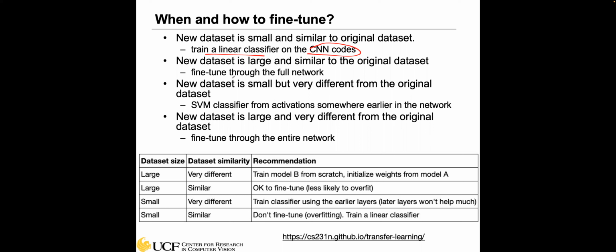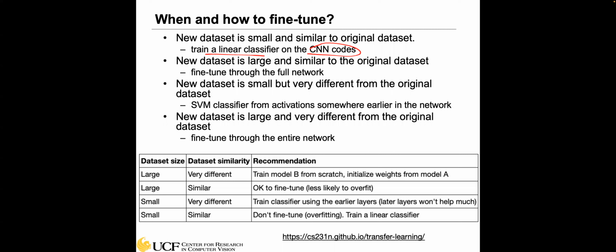Okay, so if the new data set is large and similar to the original data set, then you can fine tune through the full network, right? You basically take the pre-trained model weights as initialization, and you can fine tune it through the entire network.